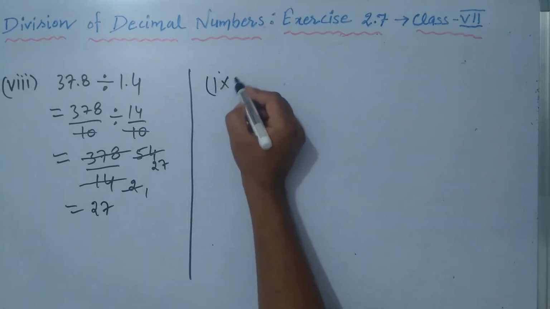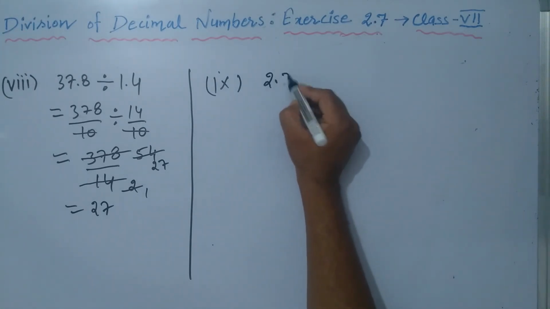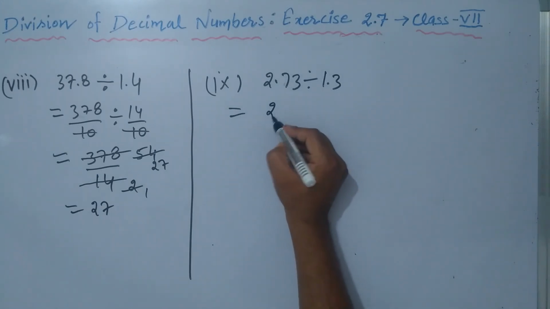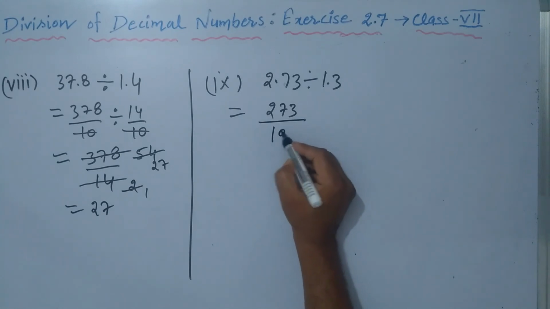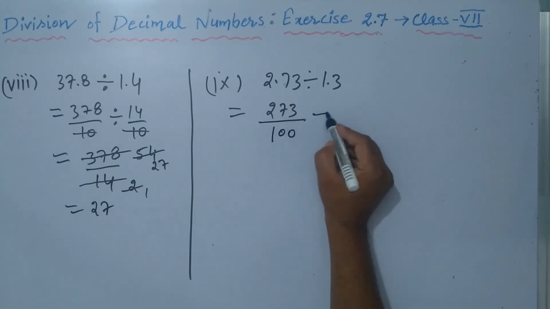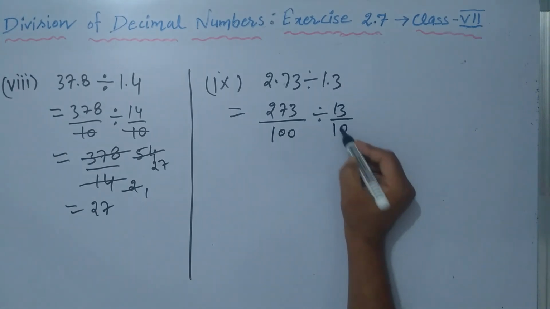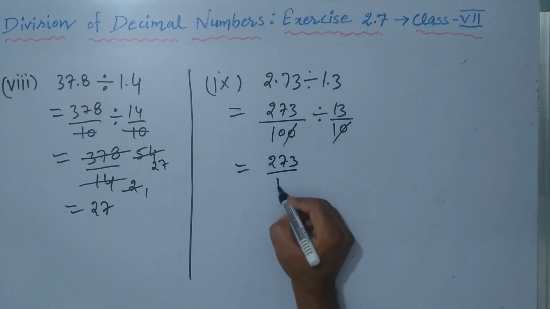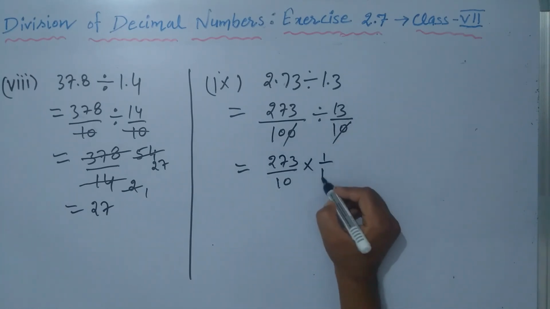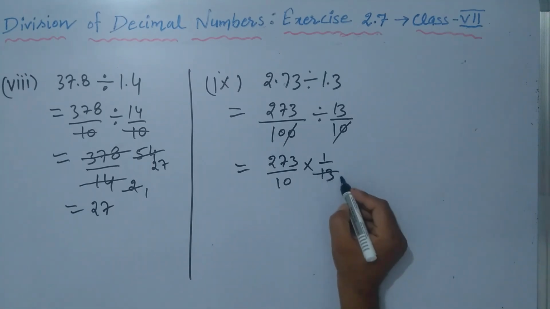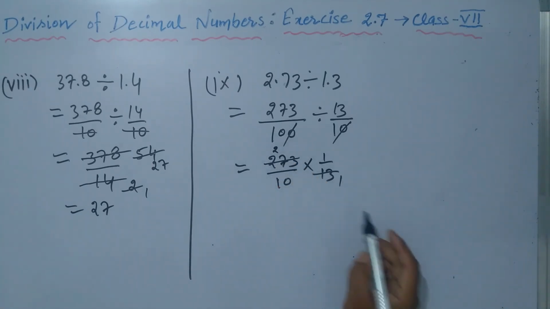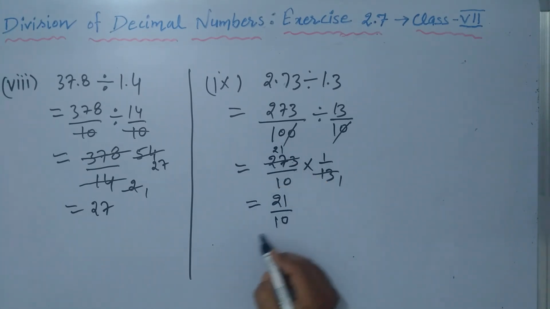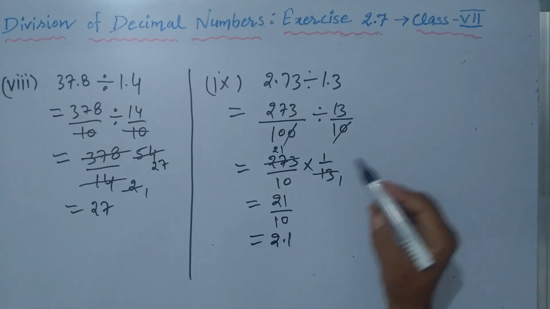Last part of the question is 2.73 divide 1.3 equal to 273 divide 100 divide 13 upon 10, 1 0 cancel, 273 divide 10 into 1 upon 13, 13 ones are 13, 13 twos are 26, 1 3, 13 ones are 13, 21 upon 10 equal to 2.1 is the final answer.